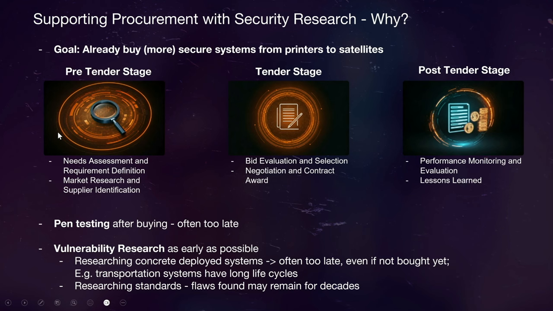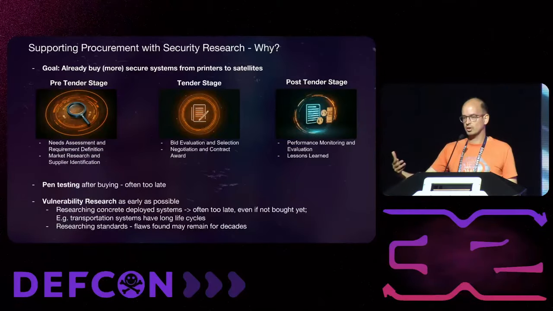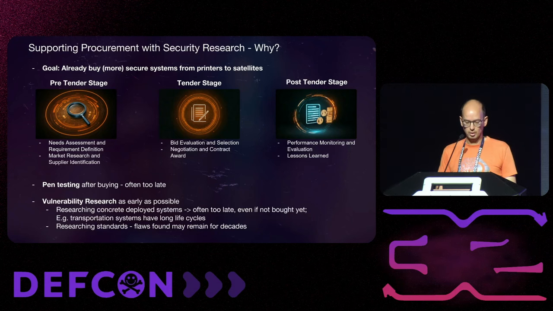Doing simple pen testing after you have bought these things, that's often too late for us. The leverage you have in negotiations is partly gone, and the systems are already in operation. I mean, at that point, you run insecure systems. So that's not ideal. Something else we do is a lot of research on standards. That works. If you look at aviation, for example, you find a lot of flaws, and in principle, you can try to change that in the long run. The problem is most of these areas have very long life cycles. So even if you find and demonstrate major flaws in protocols and technologies being used there, it will take decades until that is being changed in practice. So again, not too helpful for our case here.